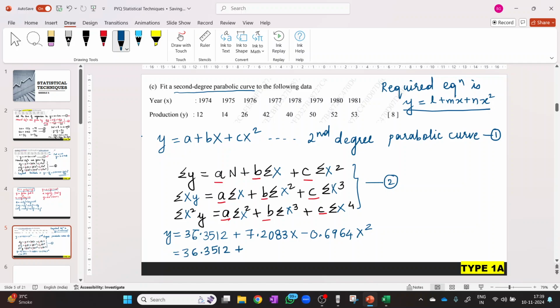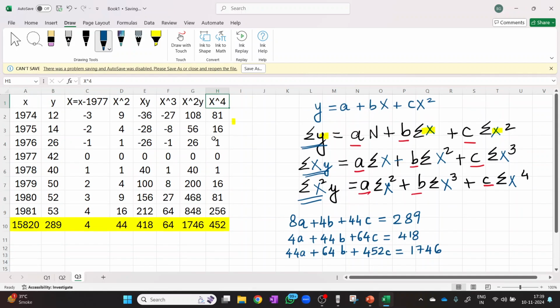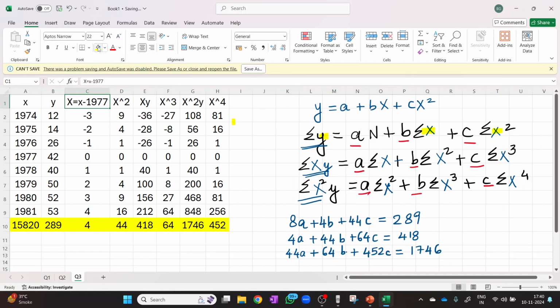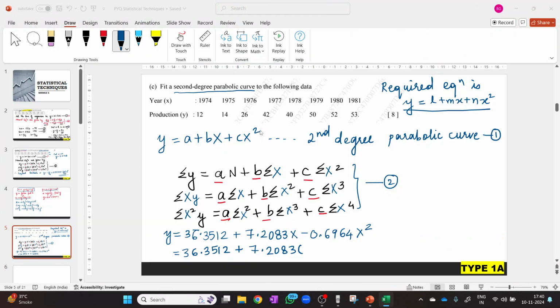36.3512, 7.2083 into capital X. Let's look at the table. Capital X, what we had assumed here was this value. Correct? This is what we assumed for capital X. I have just highlighted the value, small x minus 1977. So I'll place it. Small x minus 1977. Negative 0.6964 into small x minus 1977, the whole square. So we'll continue on the next page.